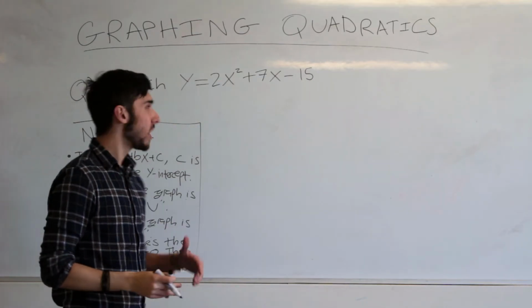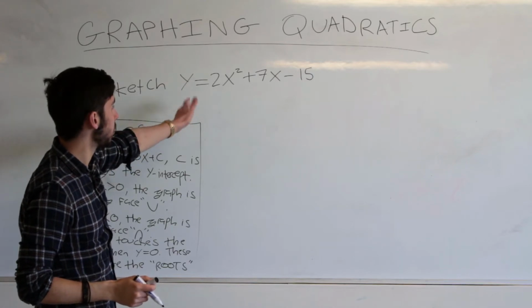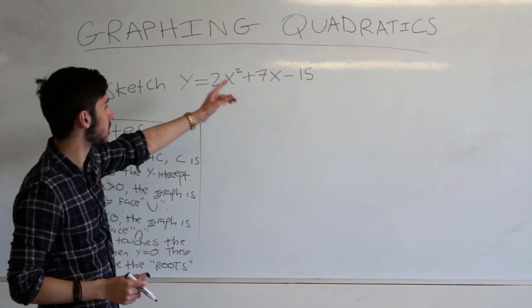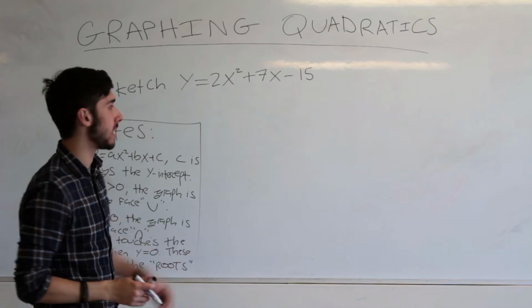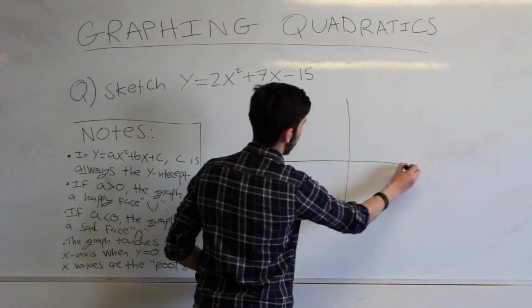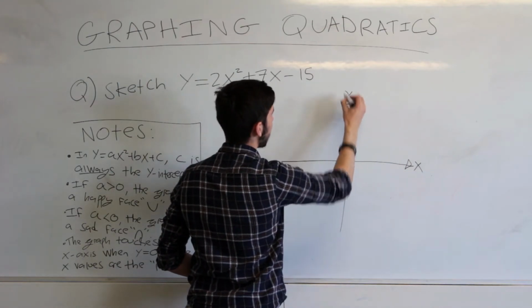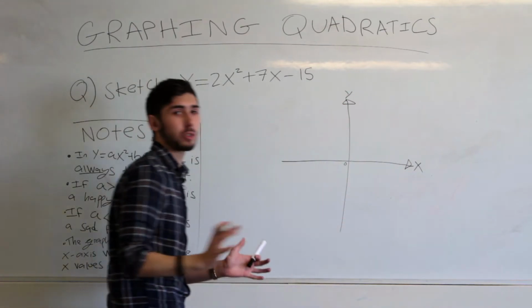Okay then, guys. We're going to check out sketching the graph y equals 2x squared plus 7x minus 15. So let's just jot in our coordinate axes. Doesn't have to be anything fancy. Obviously, in a real exam, you would make it nice and fancy, but nothing too fancy at the moment.